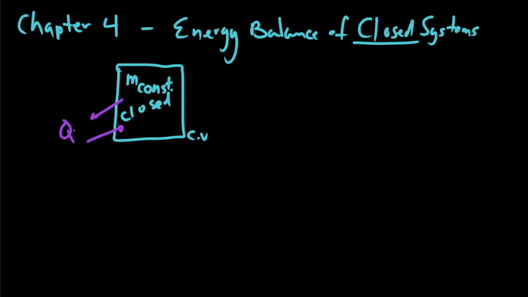The only things that cross the boundary, in and out, would be heat, and the only other thing of interest crossing the boundary would be work. So there could be work coming in or work coming out. But mass will not come and go out of this volume. That's the only difference between chapter 4 and chapter 5, when we start dealing with open systems.